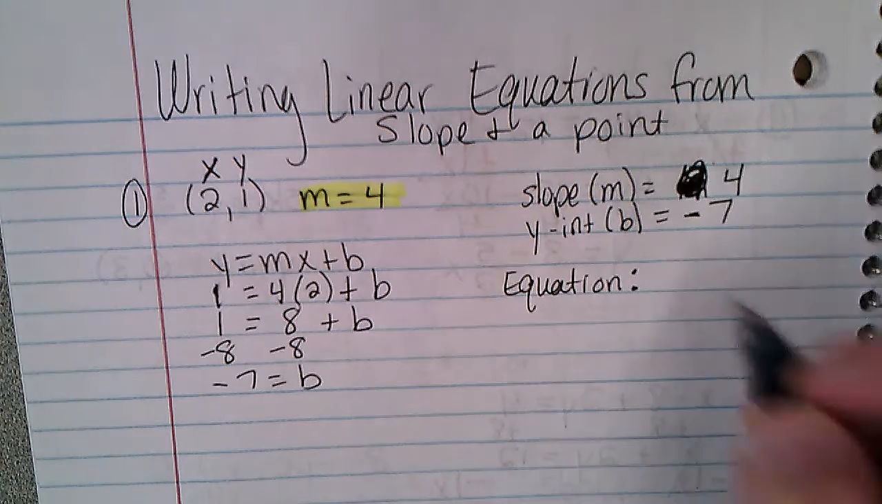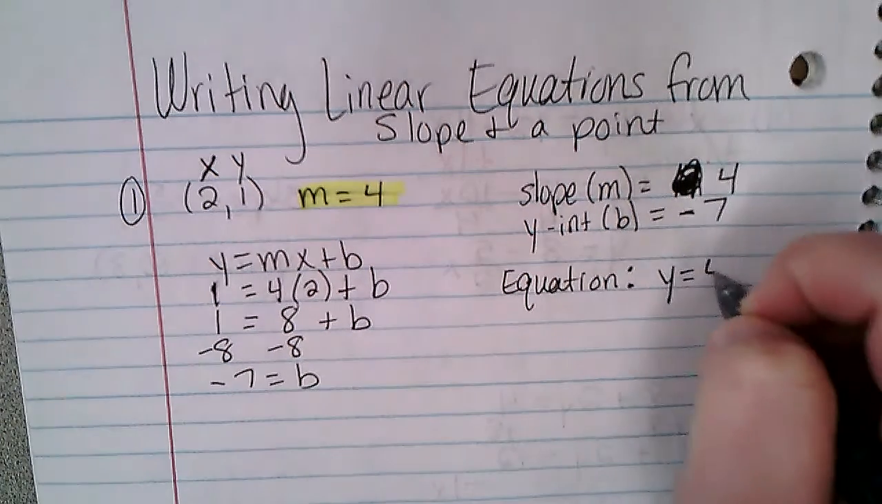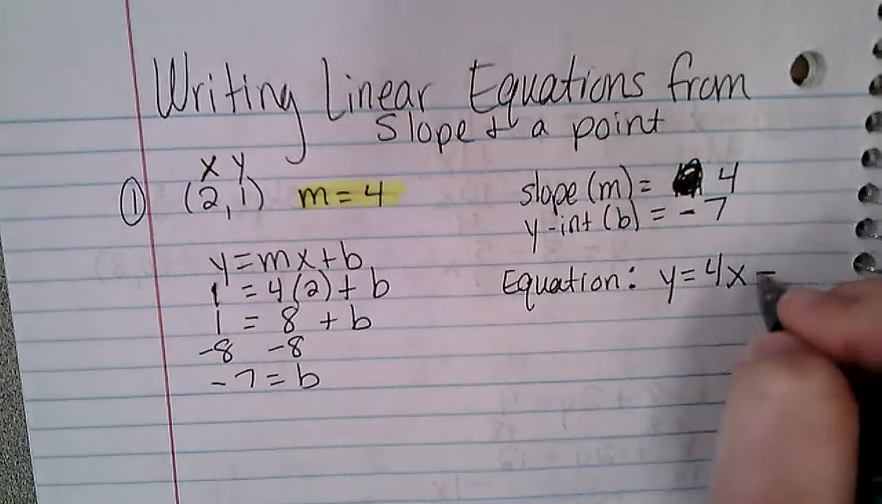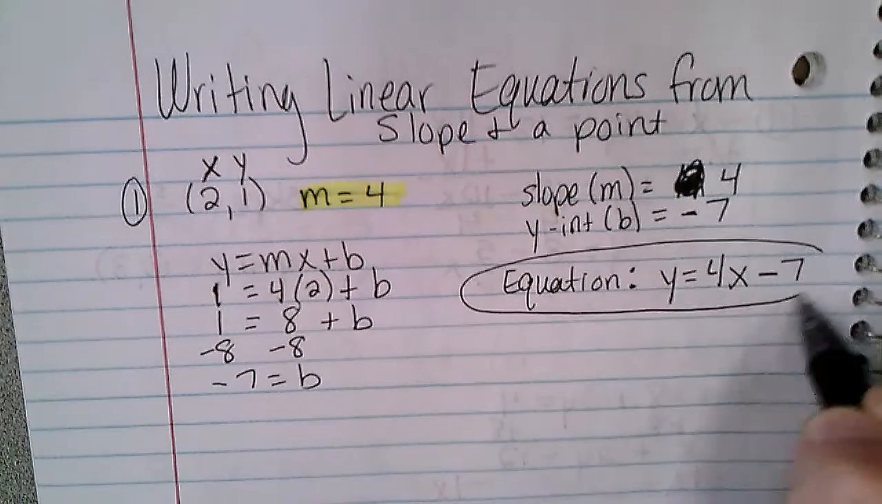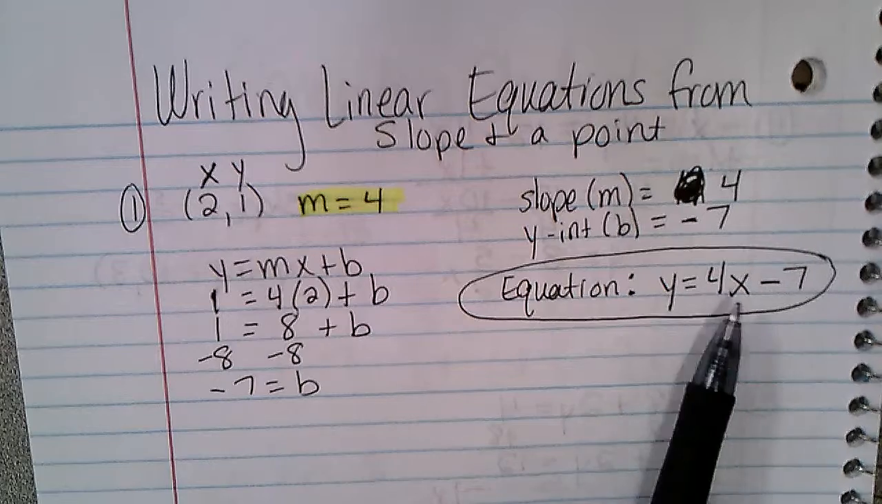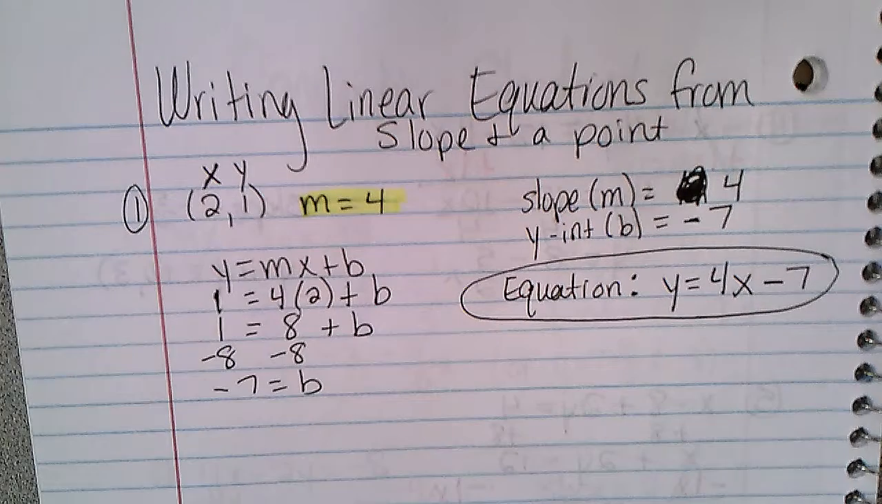So in our final answer, we're going to go back to the generic y. This has a slope of 4 with the generic x, and then my y-intercept of negative 7. So this is our final answer. This is what we were looking for. This is the equation of the line with slope 4 that goes through the point 2 comma 1, and I'm going to prove that to you real quick with Desmos.